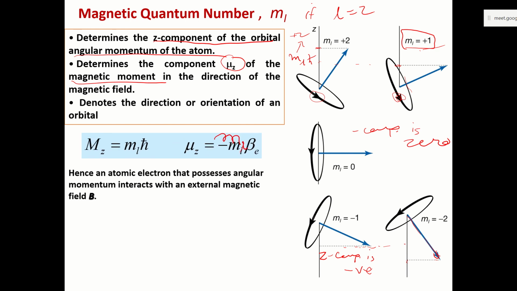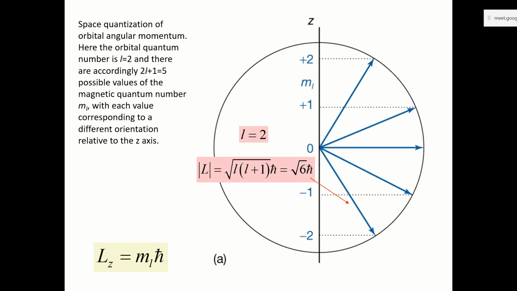Okay, so that is why it is written as m subscript l, m_l h-cross, and in this way you can describe it. So this is what we call the space quantization of orbital angular momentum, how the vector will be oriented in three-dimensional space. Look, the length of the arrow is the same, the magnitude is the same, and they are oriented in different ways.